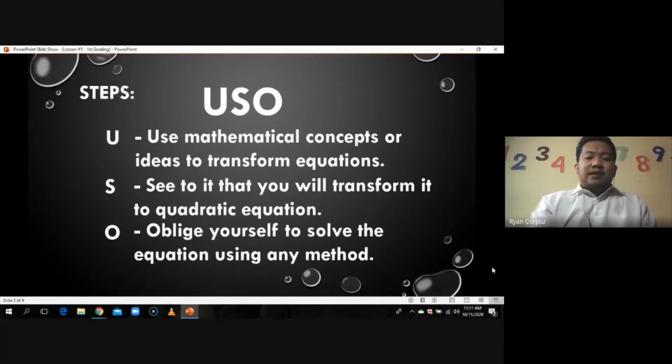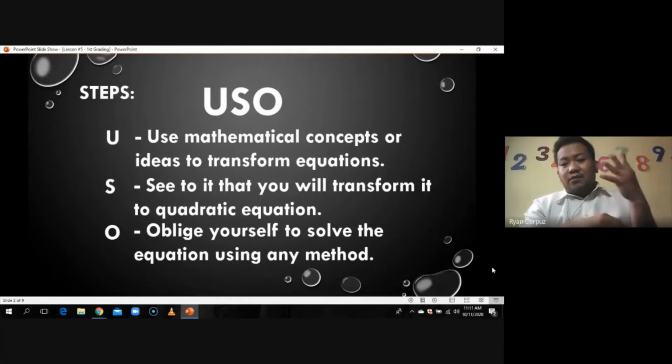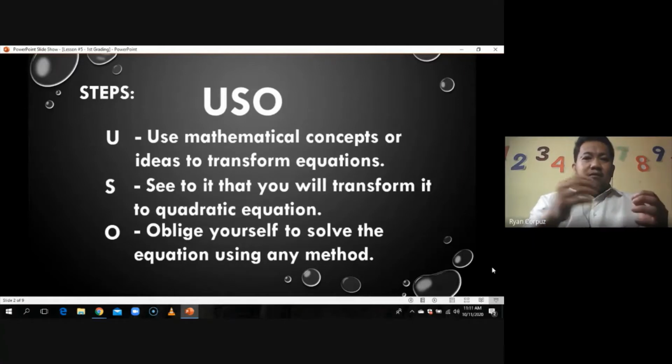Since we have already discussed four methods in solving quadratic equation, namely extracting the roots, factoring, completing the square, and using quadratic formula, we are going to use them depending on the given equation. If you can solve a given equation by using any of those methods, use the one which you think is the easiest, yun yung gagamitin mo. So you have to oblige yourself to solve the equation using any method.